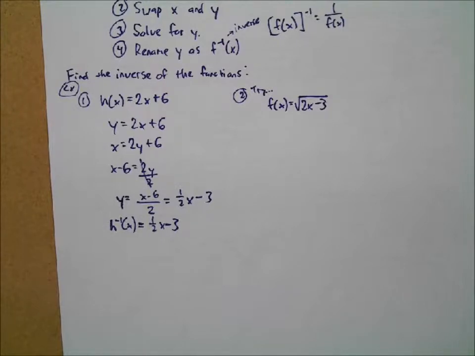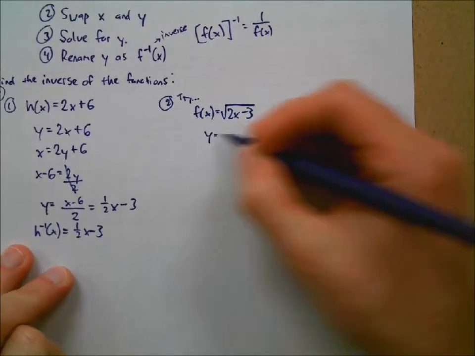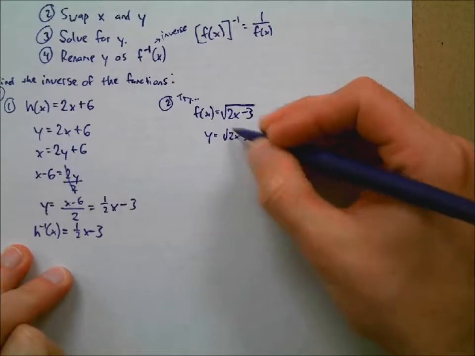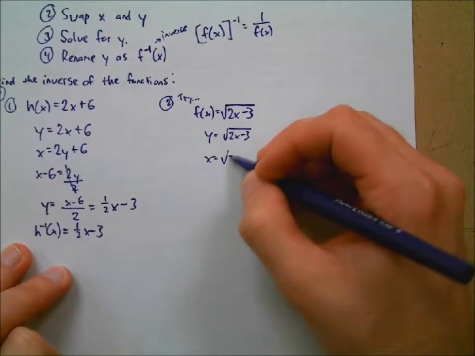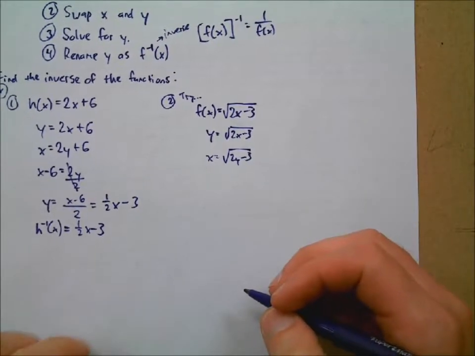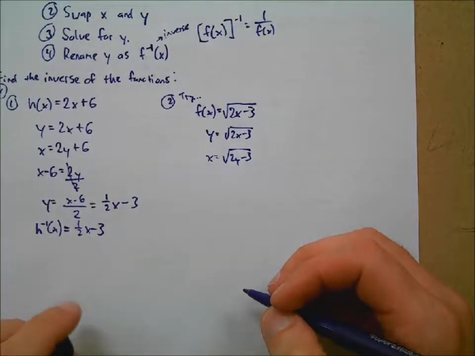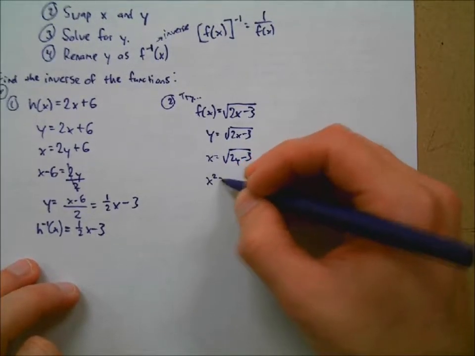How about Samantha, you want to give us, how did you do this? Okay, so I changed f of x into y equals square root of 2x minus 3. And then I switched the x around. X equals square root of 2y minus 3. And then I squared both sides. So then it was x squared equals 2y minus 3.